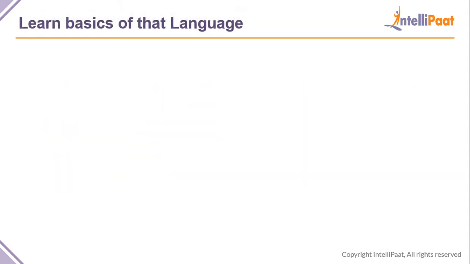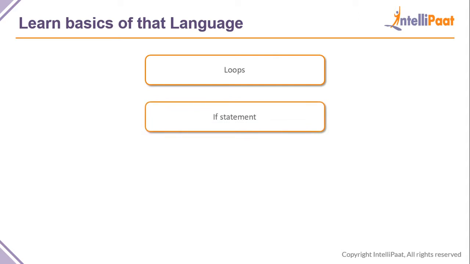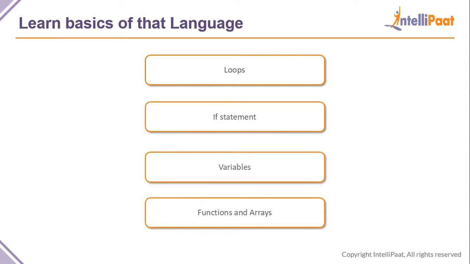Then you learn the basics of that language. Now, JavaScript will have a lot of different basics, but it has some coding basics also. Like, you have your loops, like for loops, while loops, then you have if statements, then you have variables, then you have functions and arrays. So these are kind of the basics of the particular language. Not just the language, these are fundamentals of any language. When you're working with any language, you'll have loops, if statements, variables, and functions and arrays.